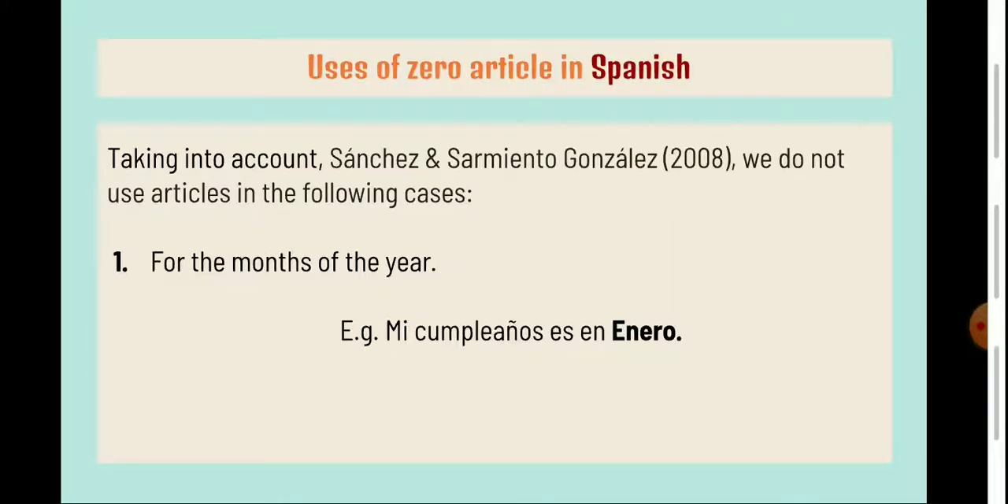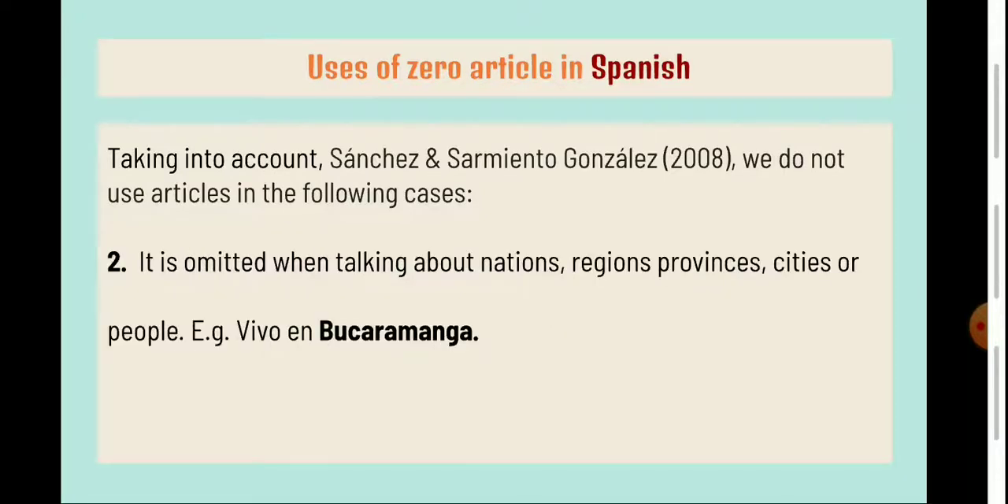In the case of Spanish, we do not use articles for the months of the year. For example, mi cumpleaños es en enero. We do not use articles when we're talking about nations, regions, provinces, cities, or people. Vivo en Bucaramanga.